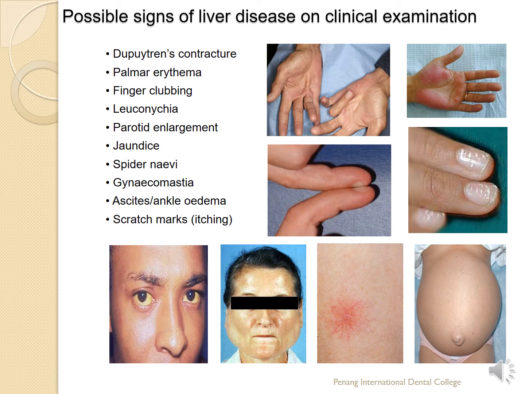Then palmar erythema, in which there is a reddening of the palm, and then finger clubbing, which means the distal ends of the fingers are enlarged. Then leukonychia, which is whitish patches on the nails, and then jaundice, a yellowish discoloration. And then spider naevi, where the blood capillaries form a spider-like pattern, in the lower portion of the photograph, the third from left. Then gynecomastia, ankle edema, and scratch marks or itching. All these things are clinical manifestations of an existing hepatic disorder.